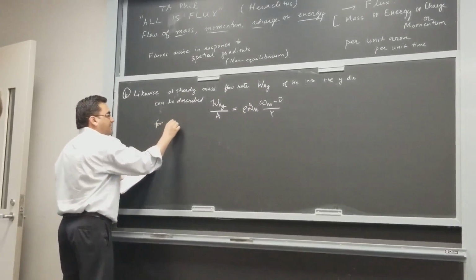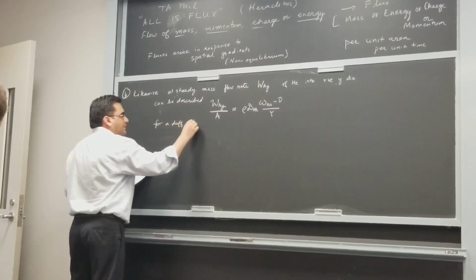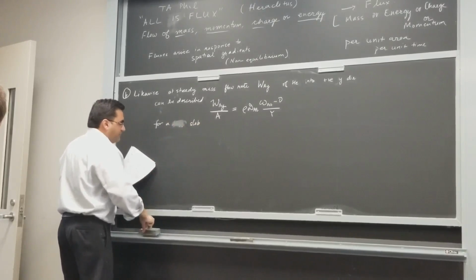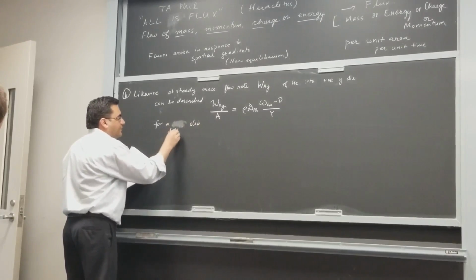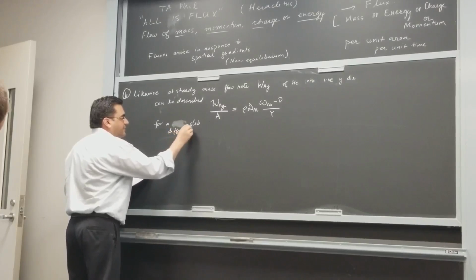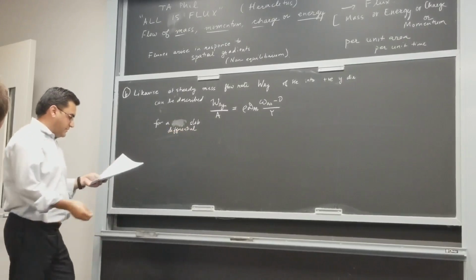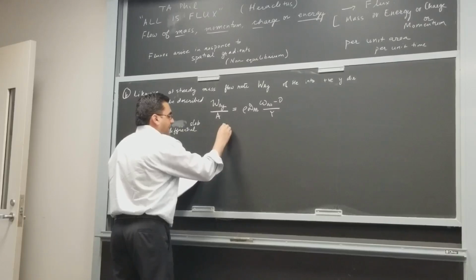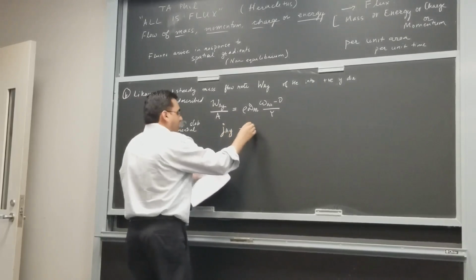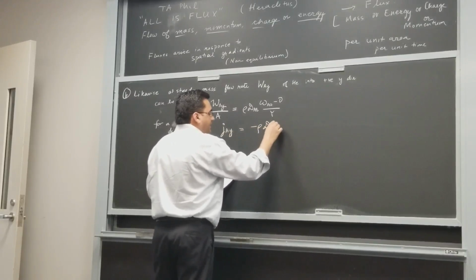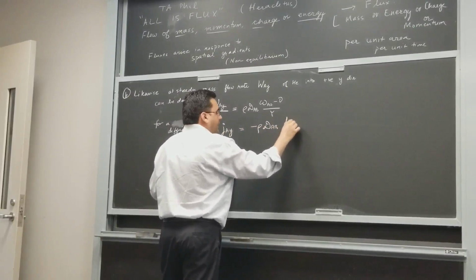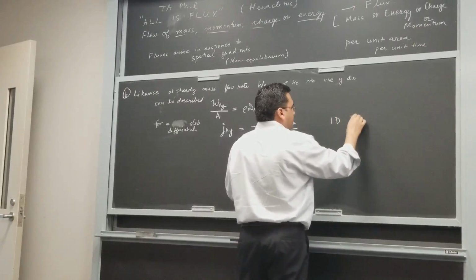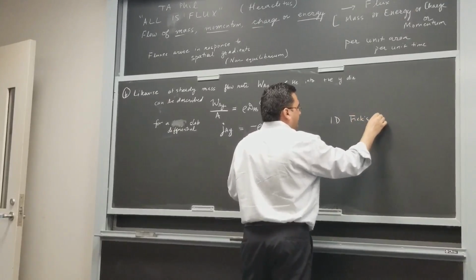For a differential slab, because I'm going to use this "diff" for difference. So differential slab, which means it's as small as you can make it. You'll have J_A is equal to minus rho D_AB d omega_A dy, and that's your 1D version of Fick's law.